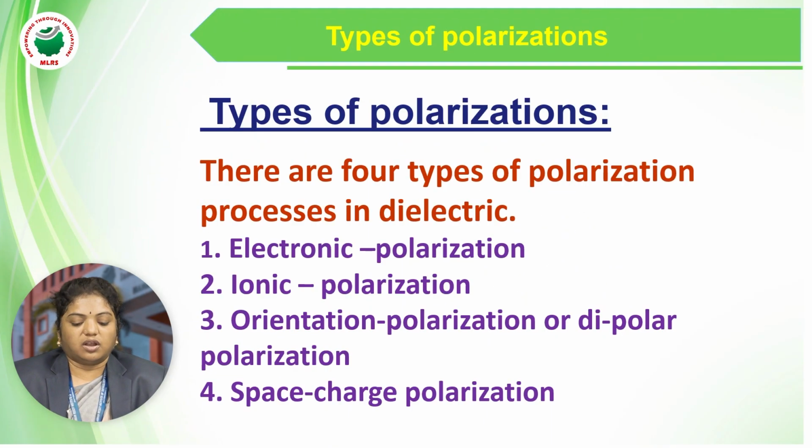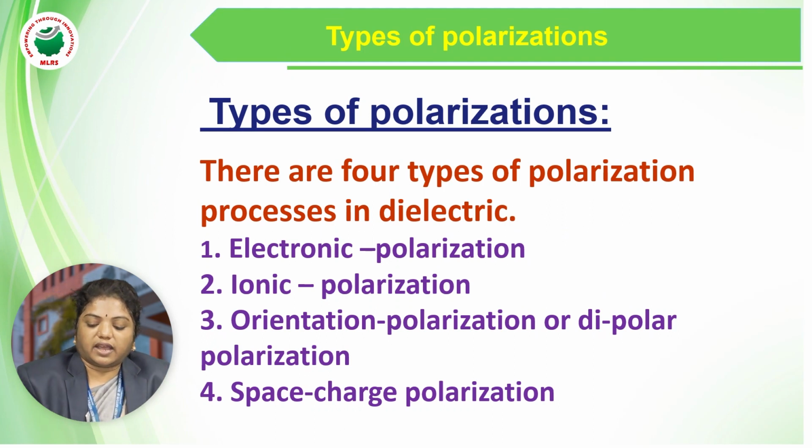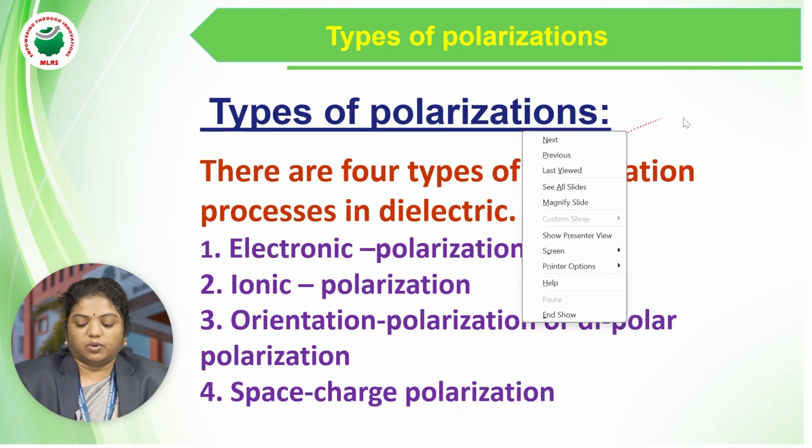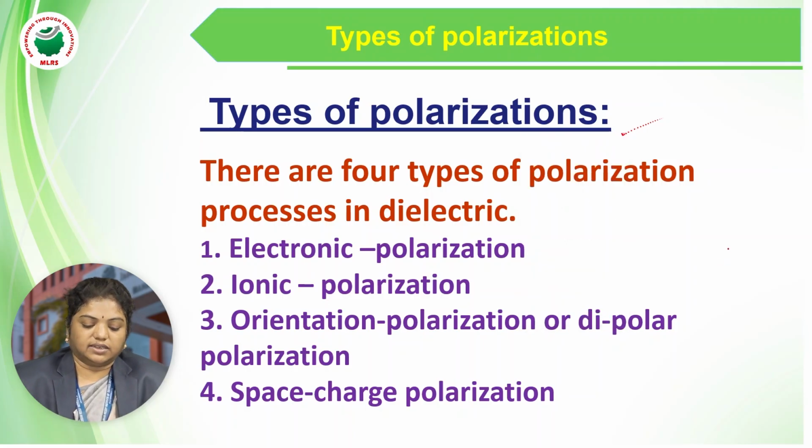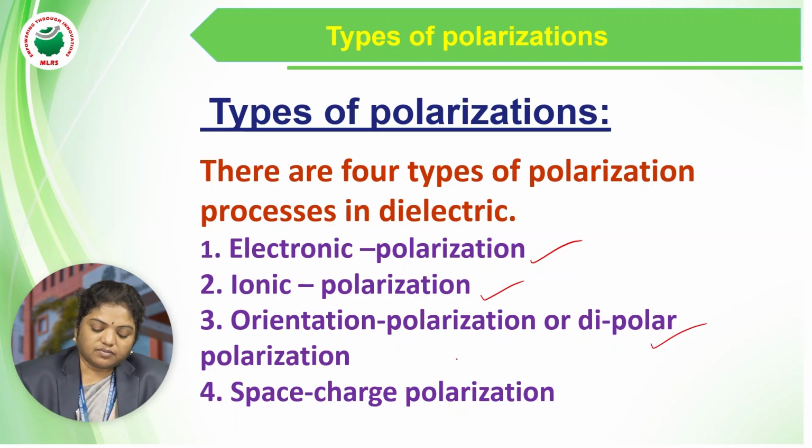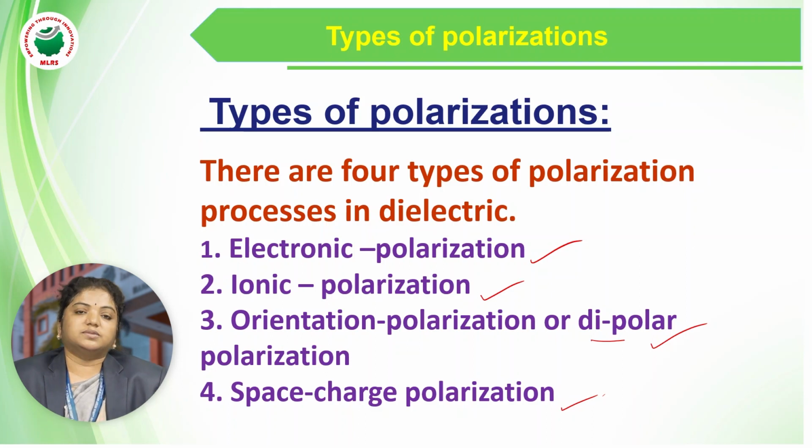Now we start the topic of types of polarizations. In dielectric materials we observe four kinds of polarization. One is electronic polarization, the second is ionic polarization, the third is orientational polarization, which is also called dipolar polarization, and the next is space charge polarization. These polarizations are observed in dielectric materials depending on the different materials.